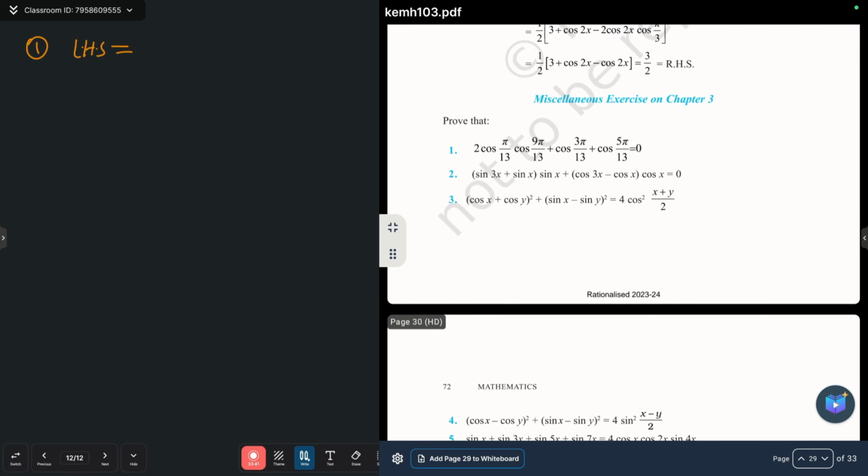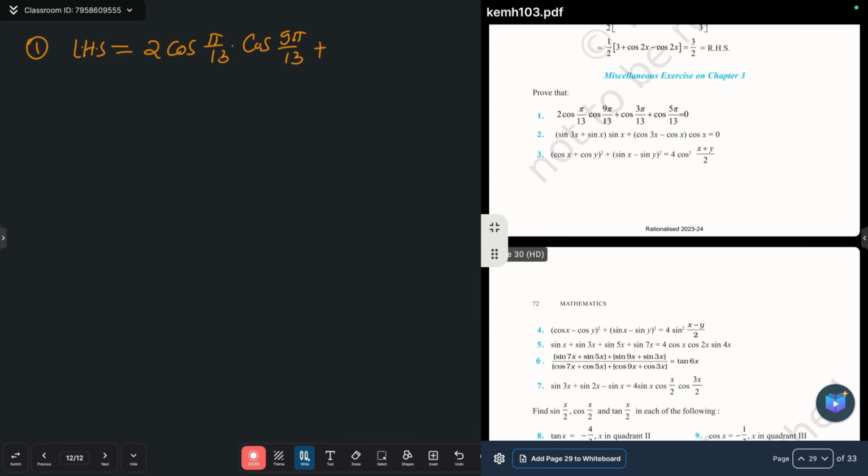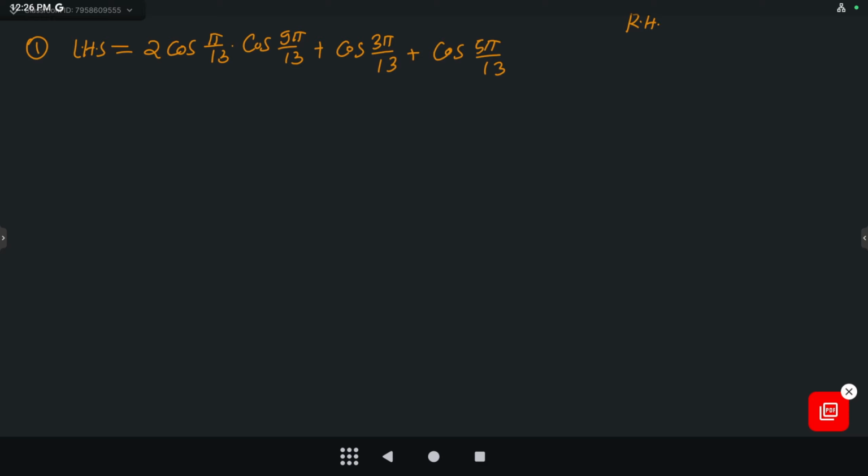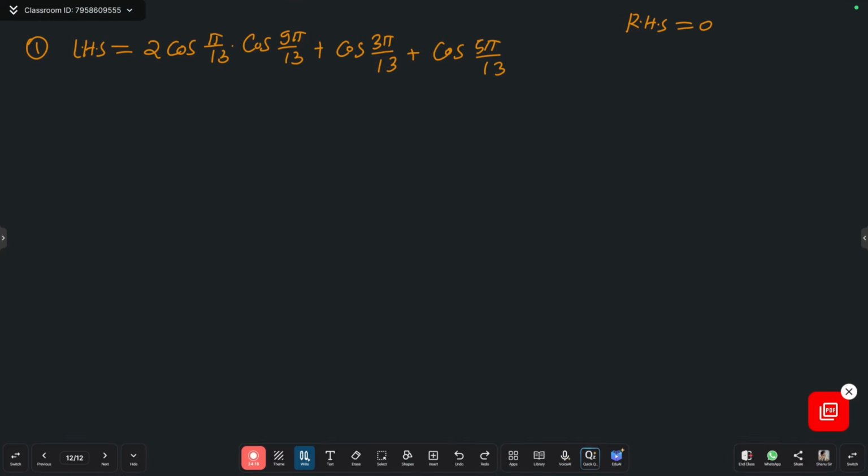Take the left hand side: 2 cos pi by 13 cos 9 pi by 13 plus cos 3 pi by 13 plus cos 5 pi by 13. And the right hand side is 0.